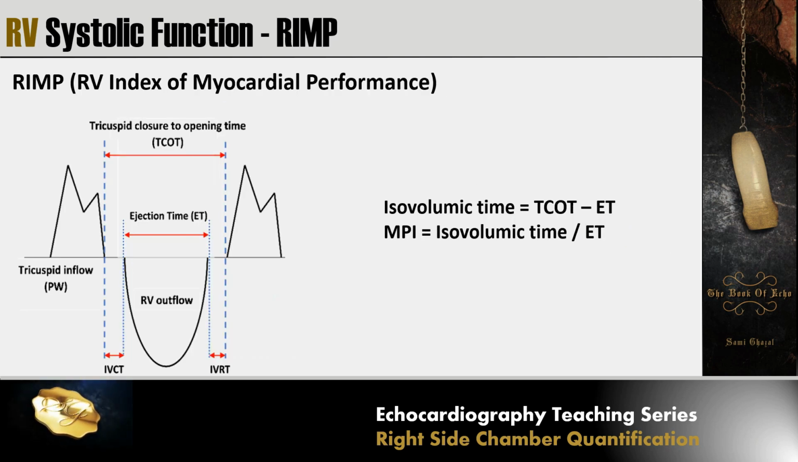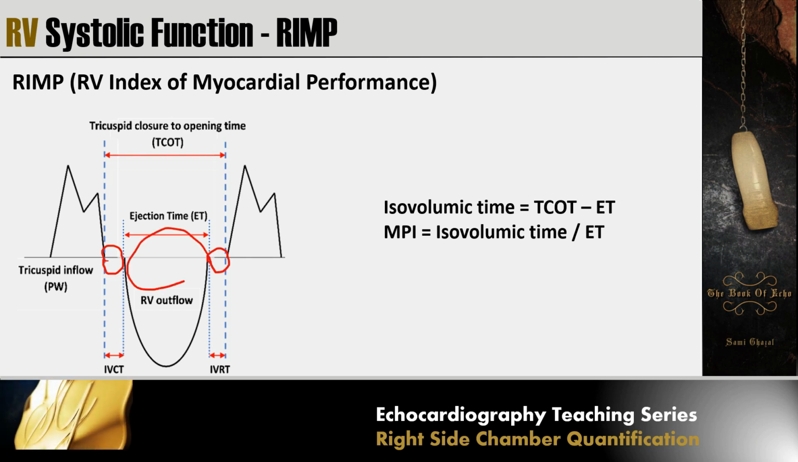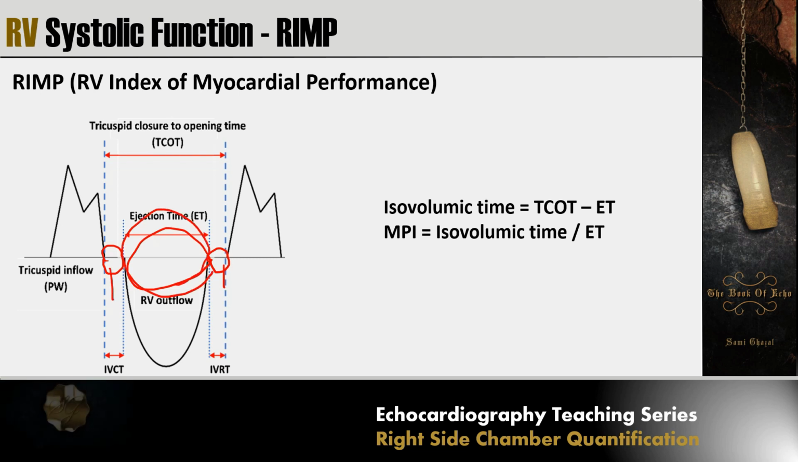Similar to the LV, we can also measure the index of myocardial performance, and it is defined as the ratio of isovolumic time, this time where there is no volume going up or down, so this time, to the ejection time. So this time plus this time divided by the total ejection time.